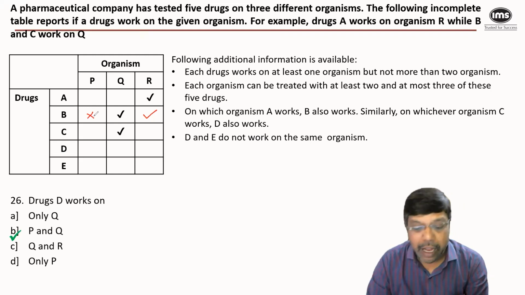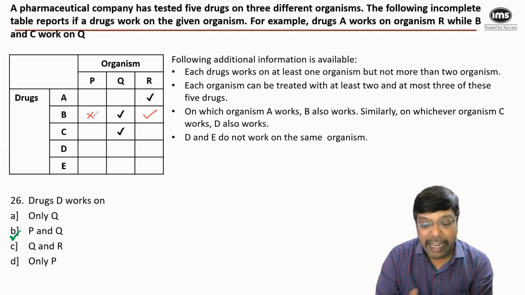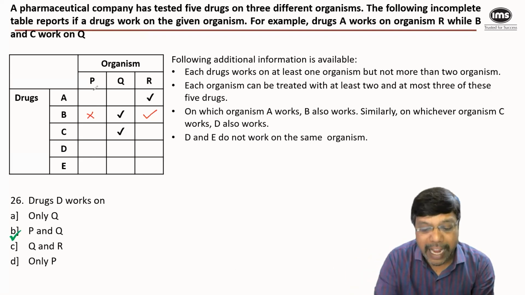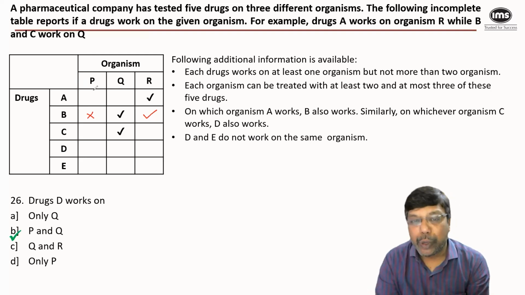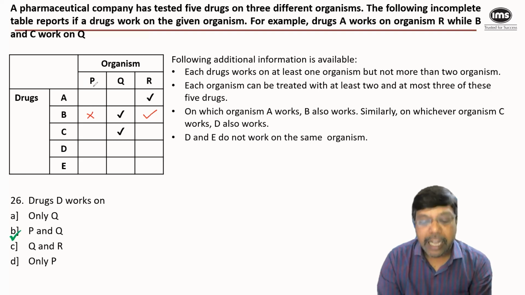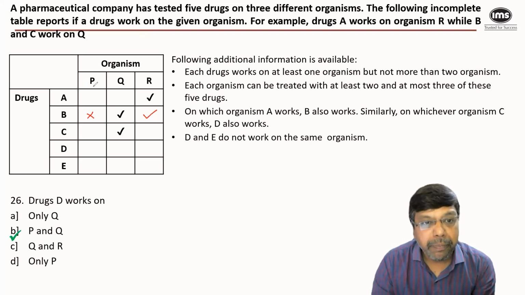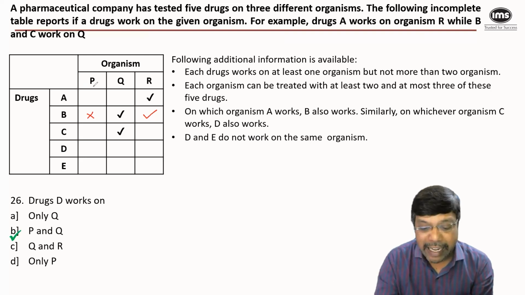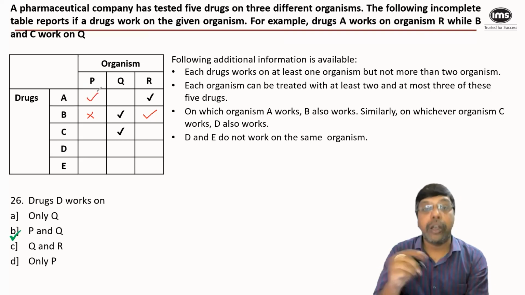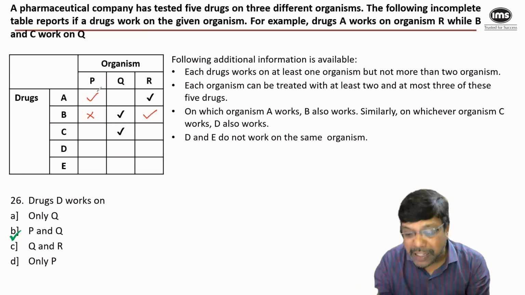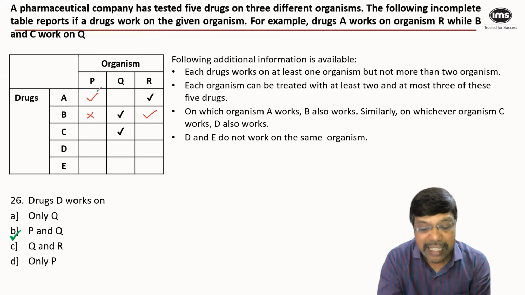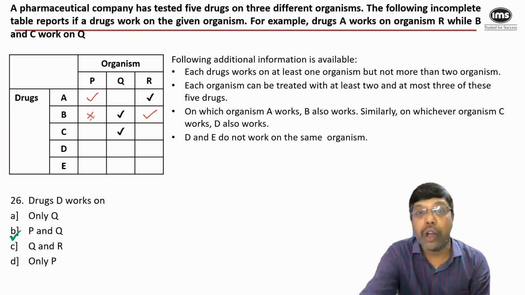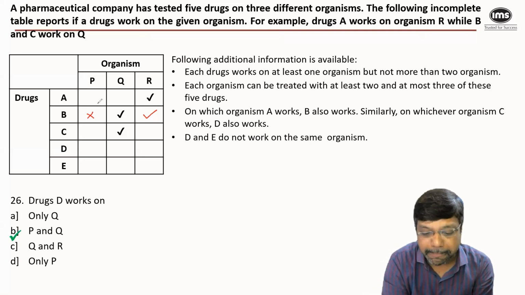Next one. Also, one more point here. If I look at organism P and drug A, what can I conclude? Does drug A work on organism P? No. You know why? If I say that A works on P, based on the condition we just learned, it must work on B also. Now, since we are saying it will not work on B, it means it cannot work on A.